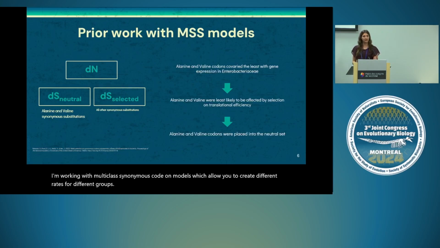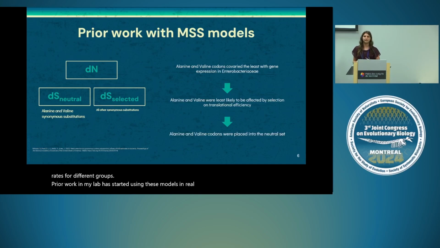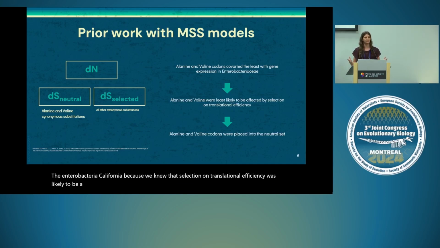Prior work in my lab has started using these models in real systems. We wanted to see just what is the effect of selection on synonymous codon usage. And so we looked at the Enterobacteriaceae because we knew that selection on translational efficiency was likely to be a very dominant selective pressure.